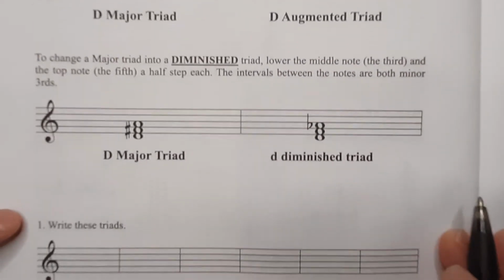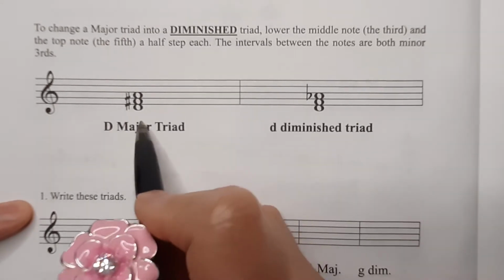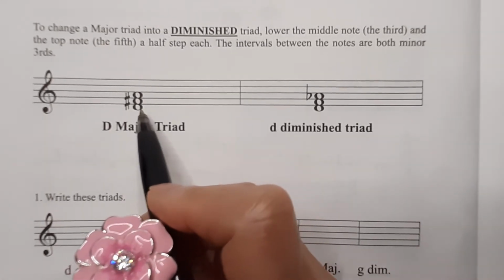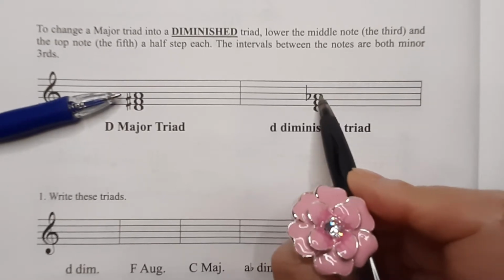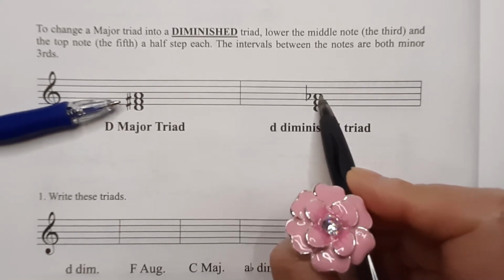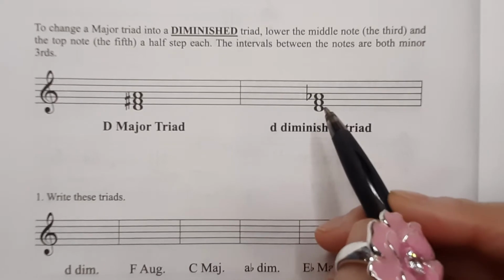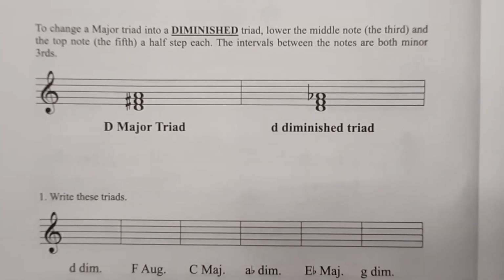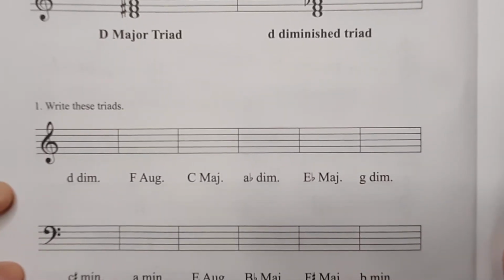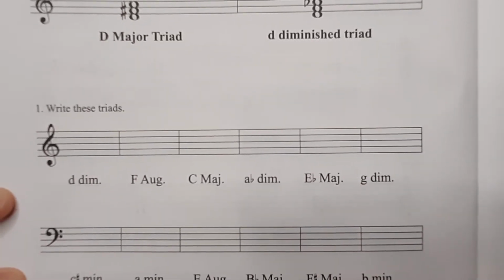All right. Diminished. From the major, you gotta lower the third, okay? And you gotta lower the 5th. A becomes A flat. F sharp becomes F natural. Get it? Okay. So we'll work on this. Now always approach from the major triad. Okay? All right, write these triads.